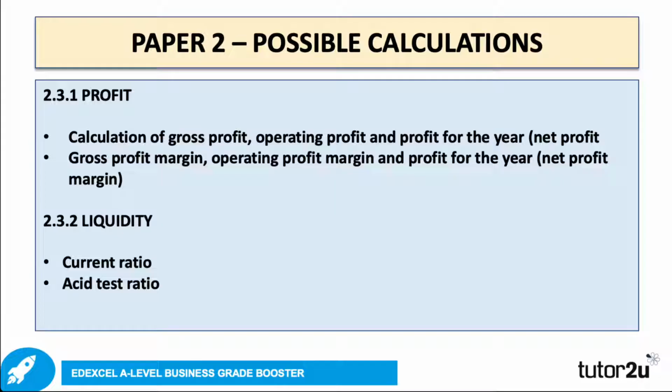Other possible calculations are gross profit, operating profit and profit for the year, as well as the relevant margins: gross profit margin, operating profit margin, and net profit margin. Also the two liquidity ratios, the current ratio and the acid test ratio.